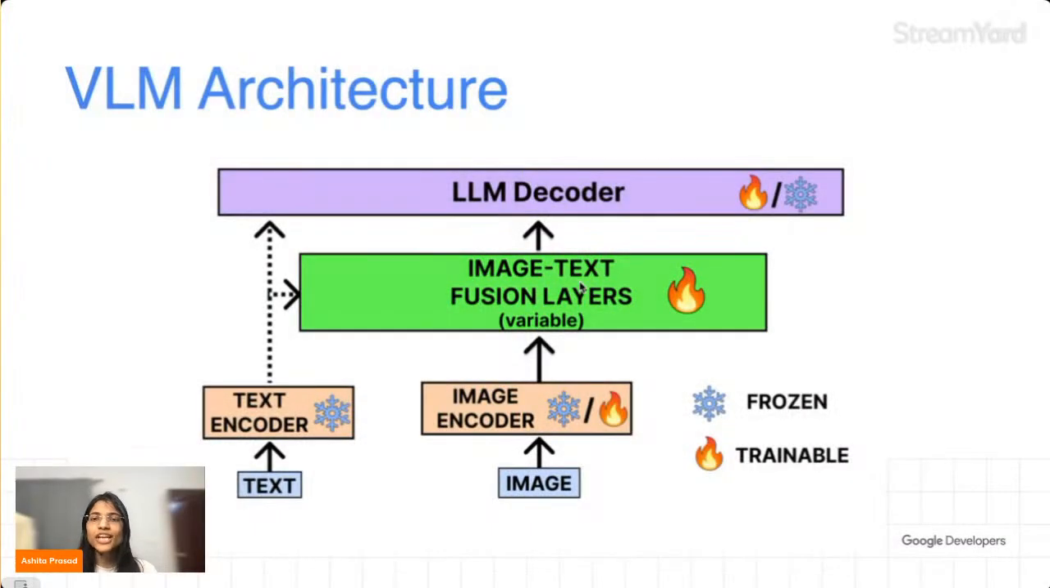This is the general architecture of a vision language model, and it consists of an image and a text encoder to generate the embeddings, which are then fused in an image text fusion layer. This fused vector is then passed through an LLM to generate the final visually aware generated text.